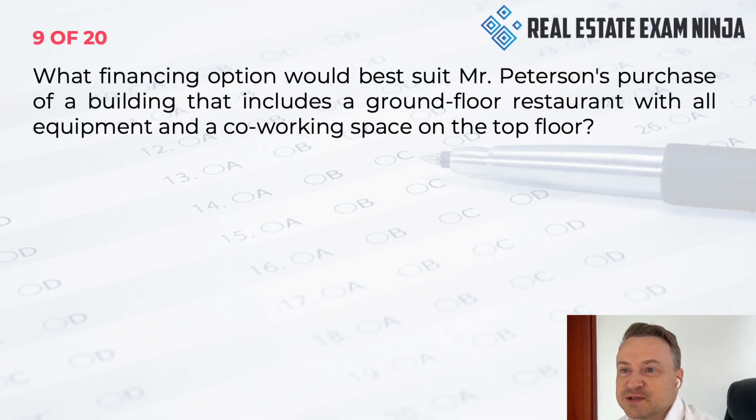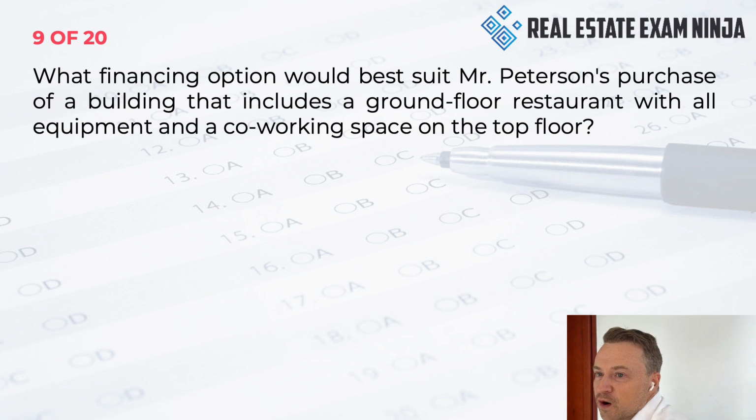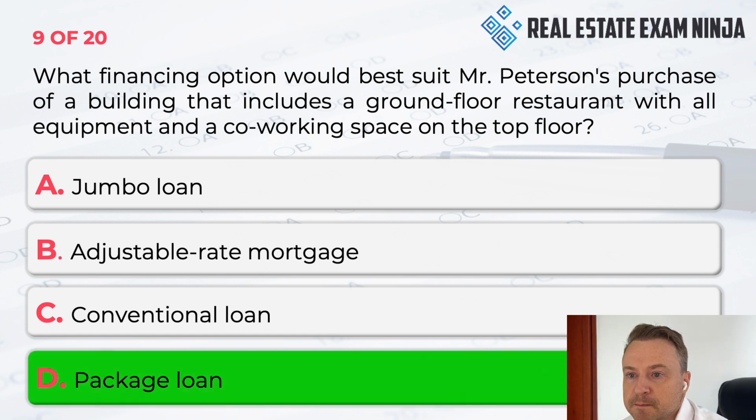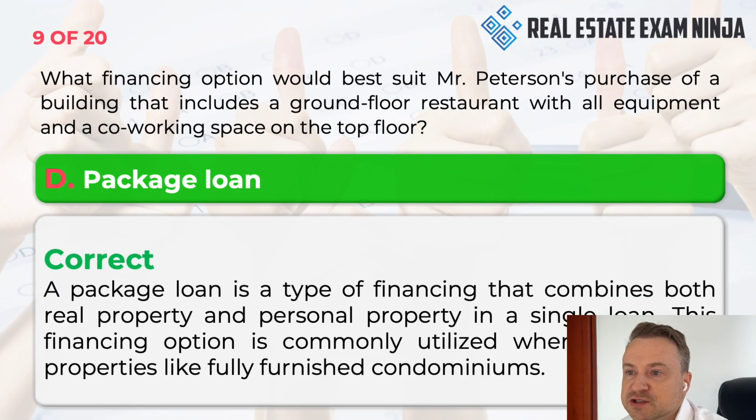What financing option is best suited for Mr. Peterson's purchase of a building that includes a ground floor restaurant with all equipment and co-working space on the top floor? What do you guys think? Package loan. Package loan is a type of financing that combines both real property and personal property in a single loan. This financing option is commonly utilized when purchasing properties like furnished condominiums or restaurants with lots of equipment.